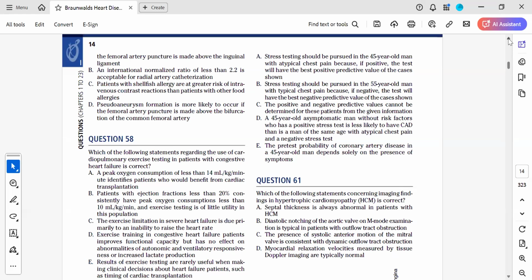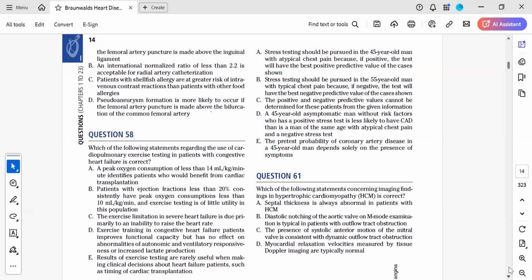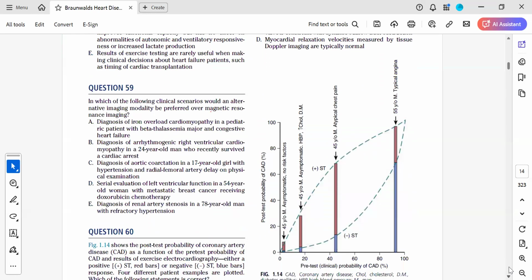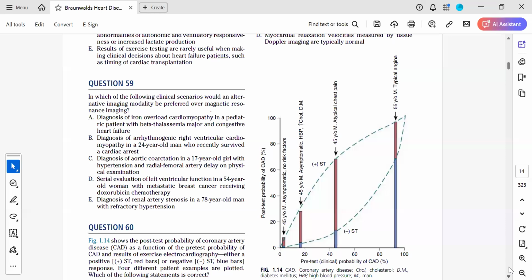Then pre-test probability influences the interpretation of results. Patients with a positive predictive value have a high pre-test probability, while patients with a negative predictive value have a low pre-test probability. With post-test probability, essentially the patient doesn't have those clinical features, however when you do your diagnostic testing, it is positive for the disease.